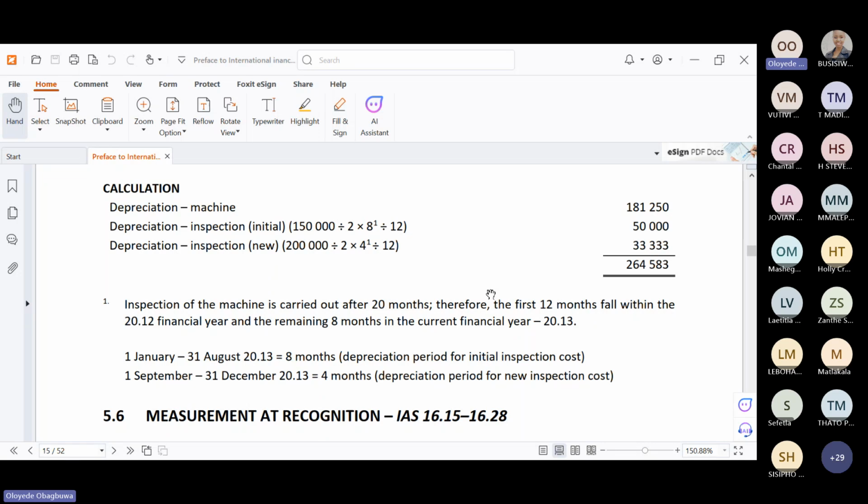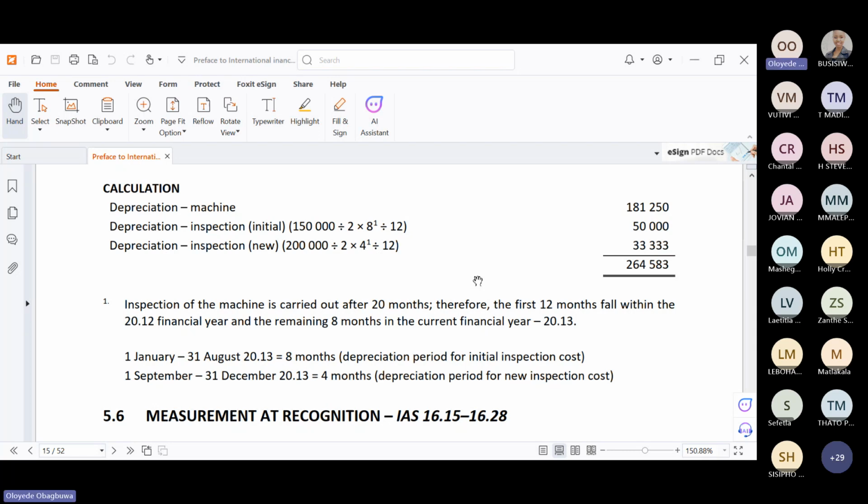The first inspection, I think you have used a complete period there, one financial year. It is only the second one, because 20 months is 1 year, 8 months. Now, 1 year has gone. The other year now will not be fully depreciated; we have to depreciate it for just only 8 months. Now that is what is done here.